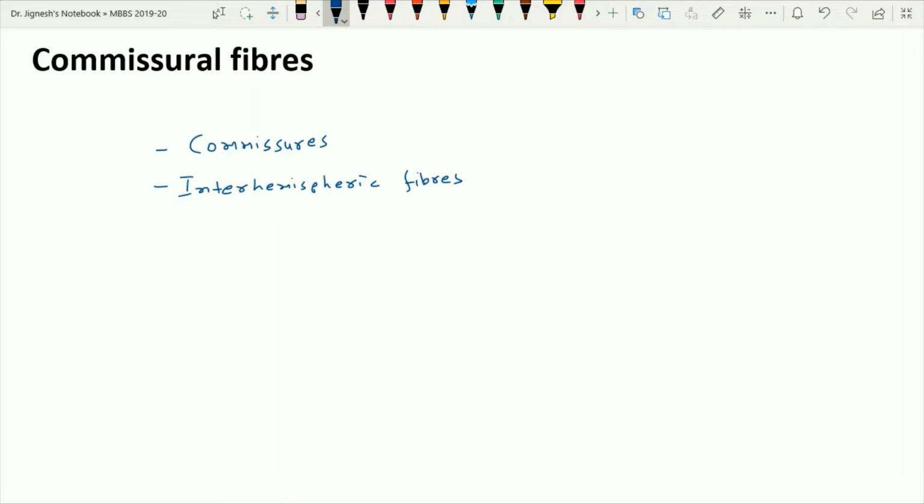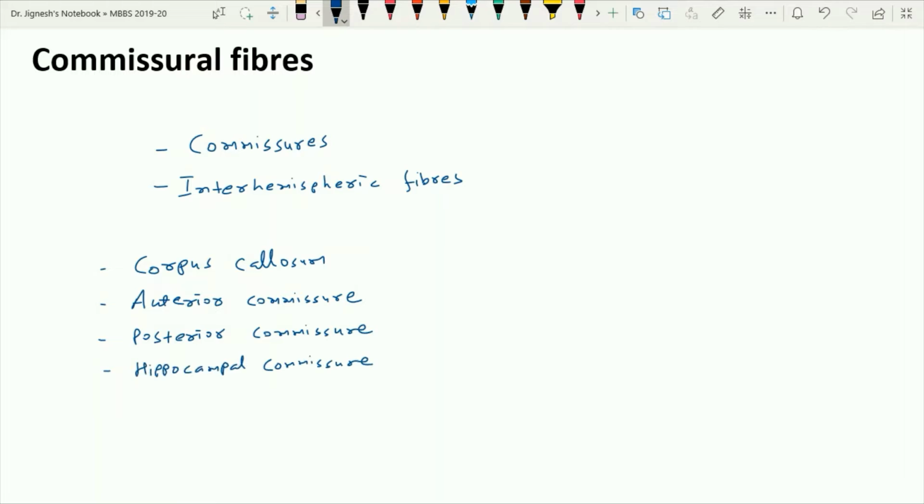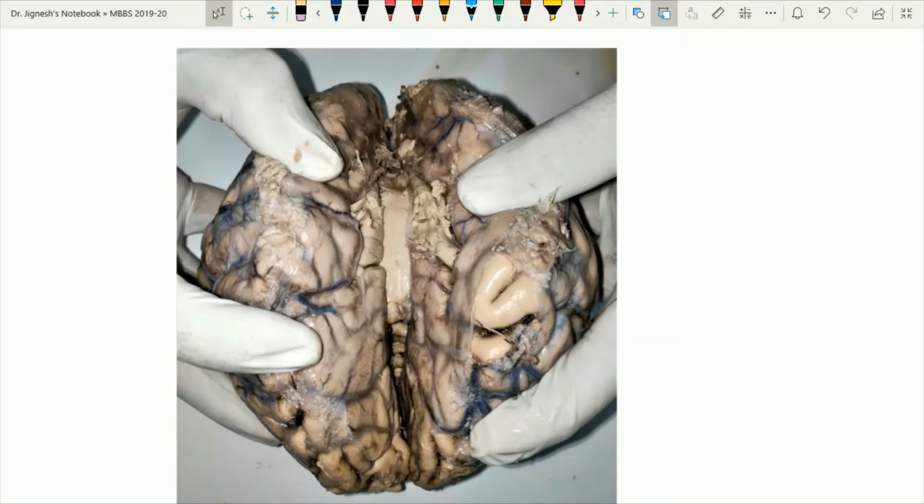Five types of important commissural fibers are there in the brain: the corpus callosum, anterior commissure, posterior commissure, hippocampal commissure, and lastly the habenular commissure. Out of these five, we are going to focus mainly on the corpus callosum. The corpus callosum is the largest commissure of the brain, connecting the cerebral cortex of the two cerebral hemispheres.